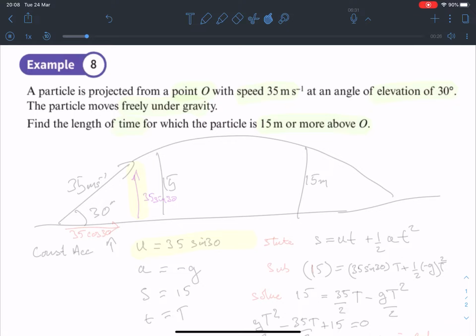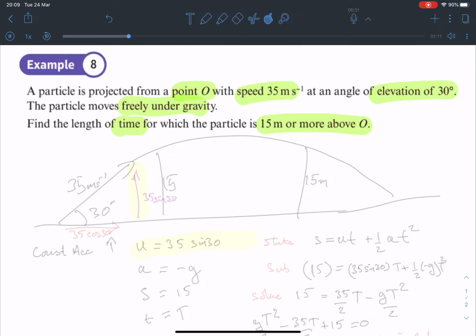So, a particle is projected from a point O with speed 35 meters per second at an angle of elevation of 30 degrees. The particle moves freely under gravity. Find the length of time for which the particle is 15 meters or more above zero. So let's pick out again the crucial facts in the question. Projected from a point O, a speed of 35 meters per second, angle of elevation of 30 degrees, angle of elevation being above the horizontal. The particle moves freely under gravity. Find the length of time, so it's the time we want, for which the particle is 15 meters or more above zero.